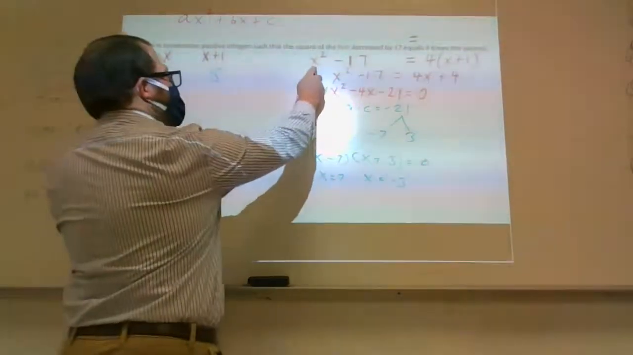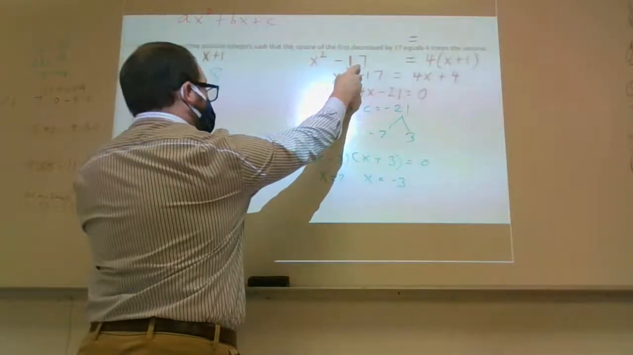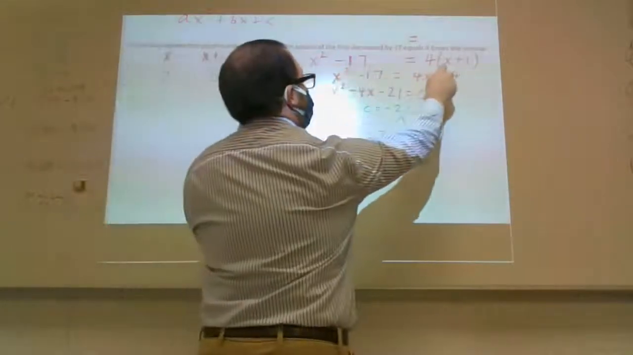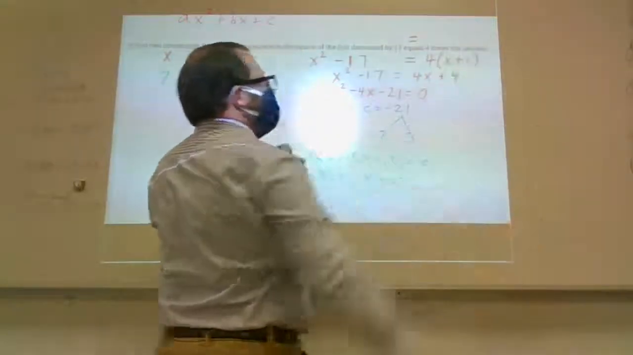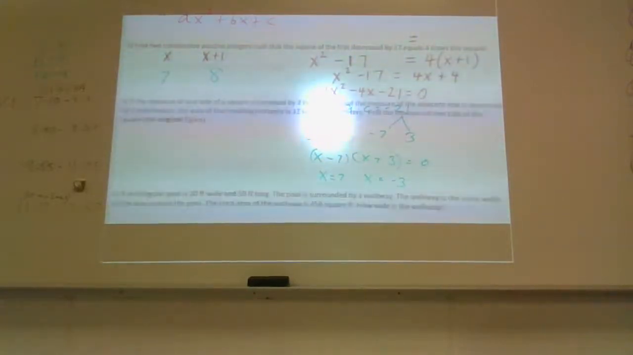Think about it. 49 minus 17 would give me 32. And then 4 times 8 would give me 32. That works. What a weird problem. Oh, sorry. Okay.